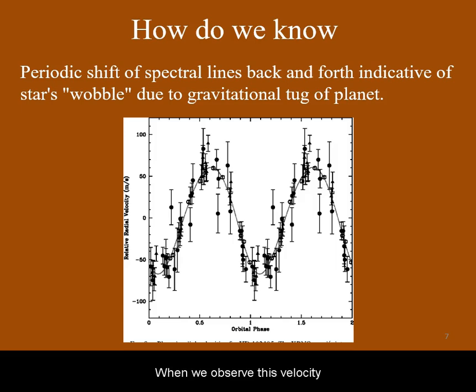When we observe this velocity to be periodically towards us, then away from us, then we can conclude that the star is orbiting a common center of mass with another body. The period of the wobble will equal the period of orbit, and the amplitude of the wobble will be related to the mass of the planet.